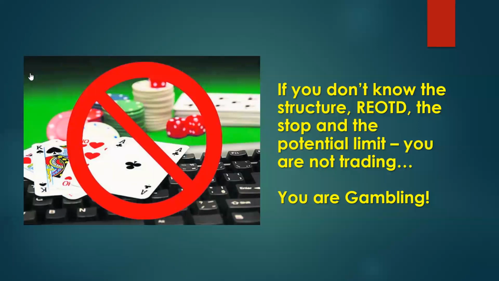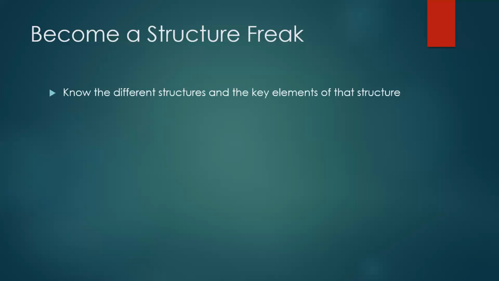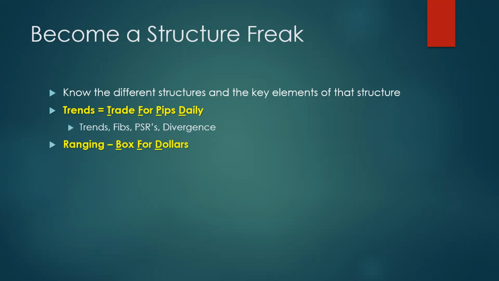And if you don't know the structure, the real estate of the day, the stop and the potential limit, you're not trading, you are gambling. So become a structure freak. Know the different structures and the key elements of that structure. In trends, we're looking for what is called a mnemonic. A mnemonic is an easily memorized saying that we can remember, but the first letter stands for something we need to know. Our mnemonic is trade 4 pips daily. T stands for the trends, F stands for the fib, PSR stands for the previous support and resistance, and D stands for divergence. If we're ranging, we're looking to find the box for dollars. Identify the box or the range, find the fibs, and use divergence for all the terms.